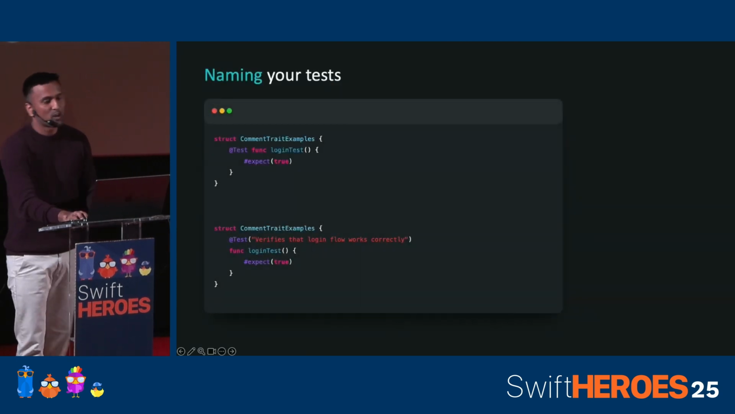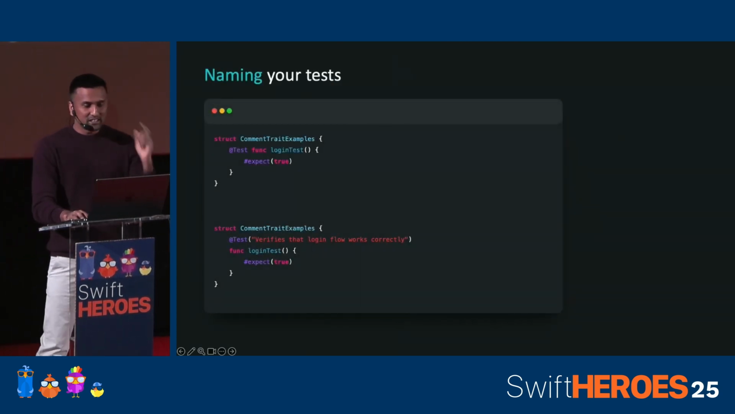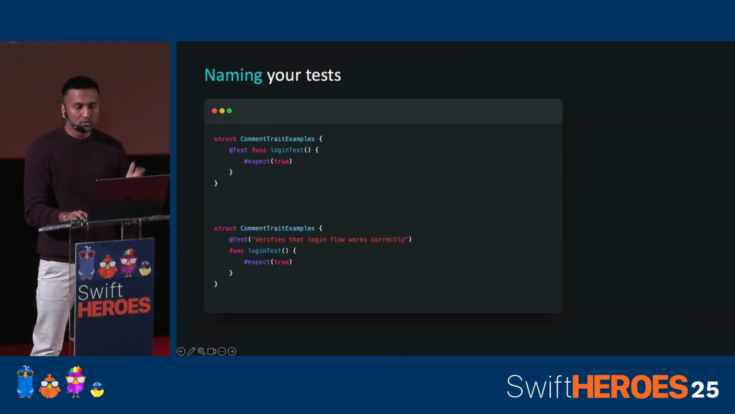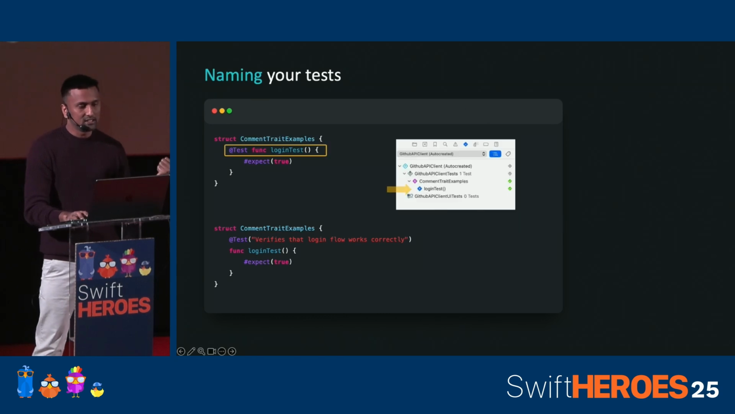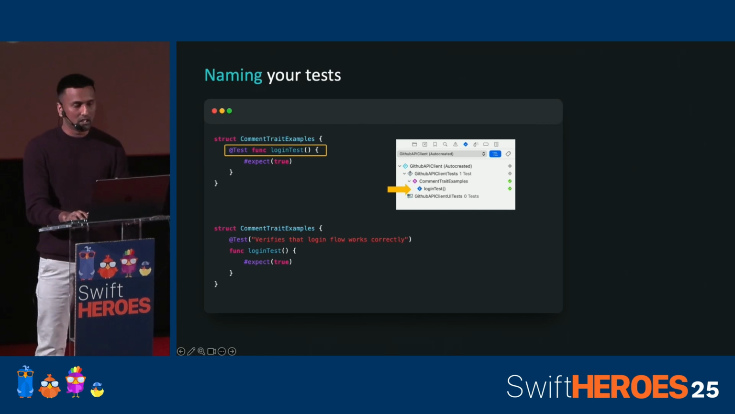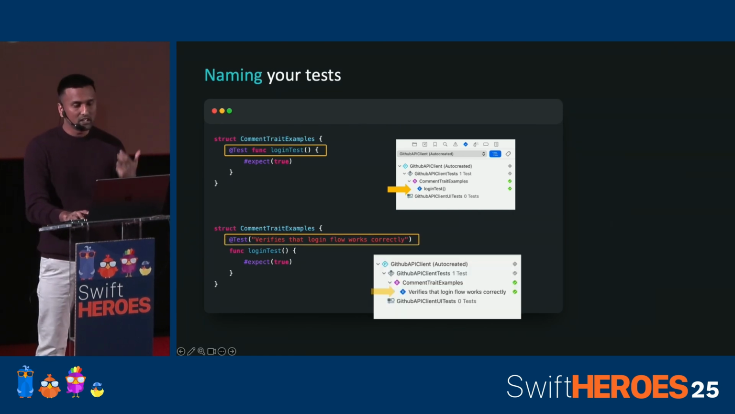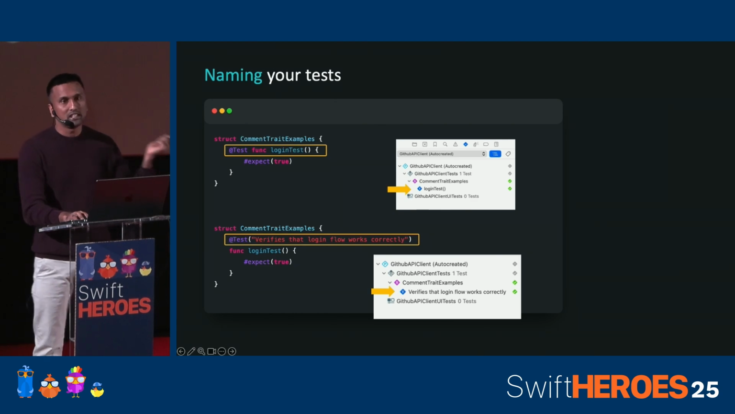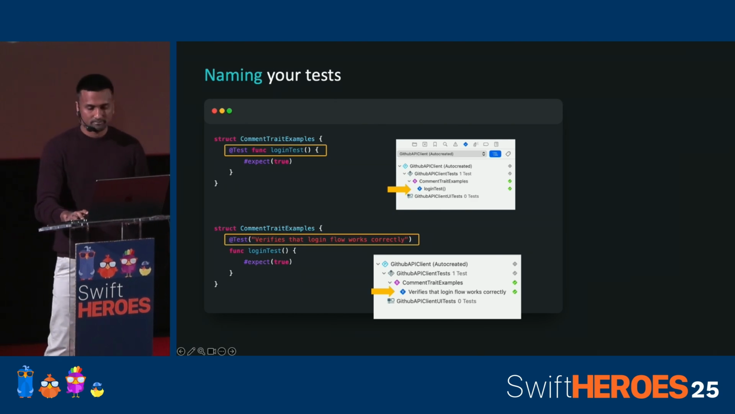Naming, the hardest problem of software engineering. With the test macro, you can use the display name parameter to define the name of your test in a nice way. Check here, this is the older way. If you don't use any display name, it will show whatever your function name is. But with the test macro, if you use the display name, it displays whatever display name you input.